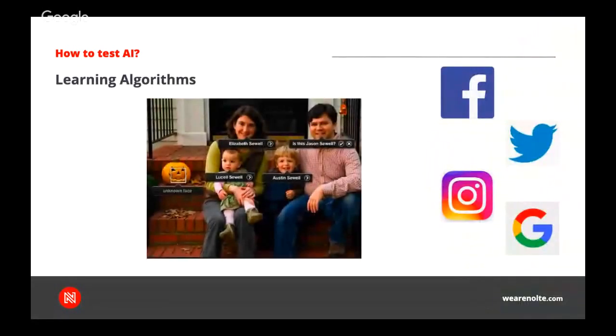Because, for example, learning algorithms. Every day we see that when we upload a picture to Facebook, for example, this pattern recognition algorithm is going to tell us who is going to be tagged. But you can see here that this little pumpkin in the background is being tagged, and there is no way that a machine is going to solve this. The only way to test it is a human who, with the knowledge, is going to recognize that it is not a face.